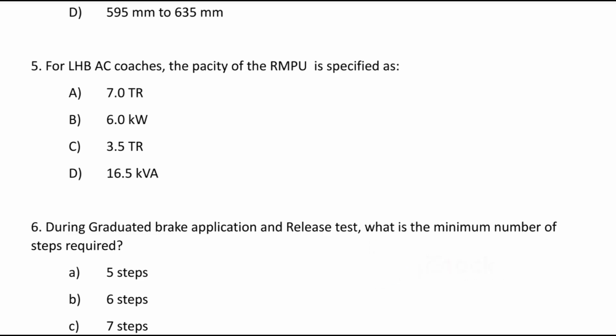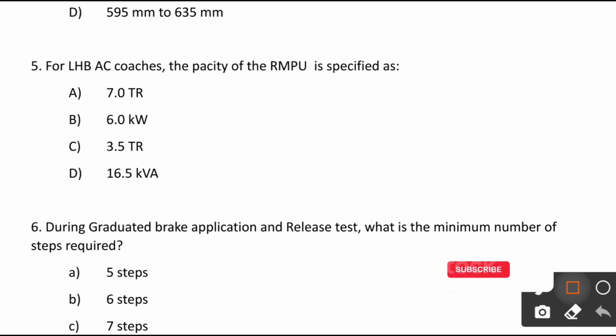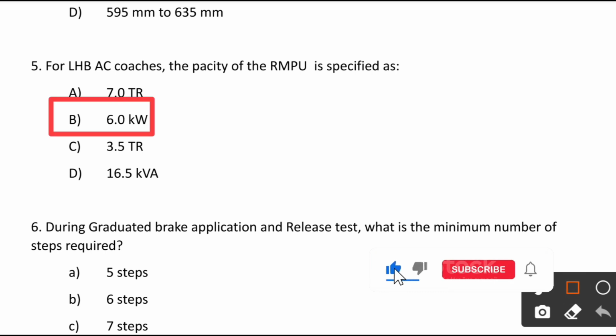5. For LHB AC coaches, the capacity of the RMPU is specified as A. 7.0 TR. B. 6.0 kW. C. 3.5 TR. D. 16.5 kW. In this question the correct answer is B.